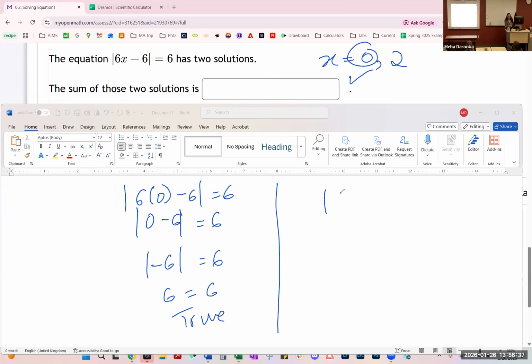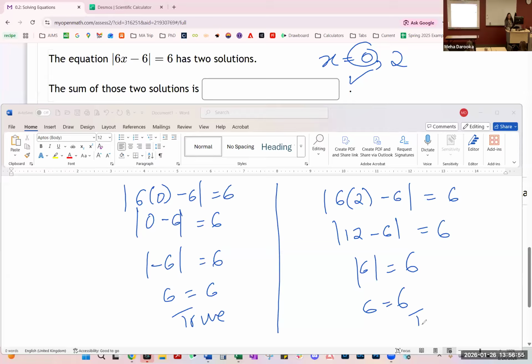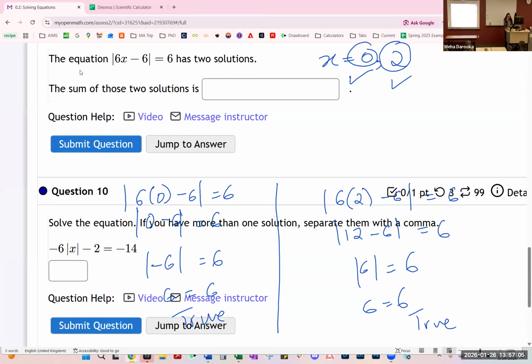Now let's check with 2. So again, 6 times x will become 6 times 2 minus 6 equals 6. 6 times 2 is 12. 12 minus 6 will give us 6. And of course, again, since we're talking distances, the absolute value of 6 is also 6. And we've got another true statement, which tells us we did good on those solutions. So yeah, 0 and 2, both of them will work.